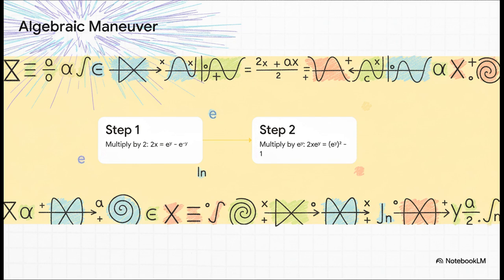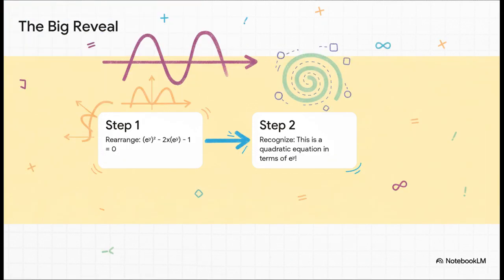Okay, now for a little bit of algebraic shuffling. First things first, let's get rid of that fraction by multiplying both sides by 2. Easy. Then, and this is the big move, we multiply the entire equation by e to the power of y. And look what happens. That e to the minus y times e to the y just turns into 1. That's exactly what we wanted to happen.